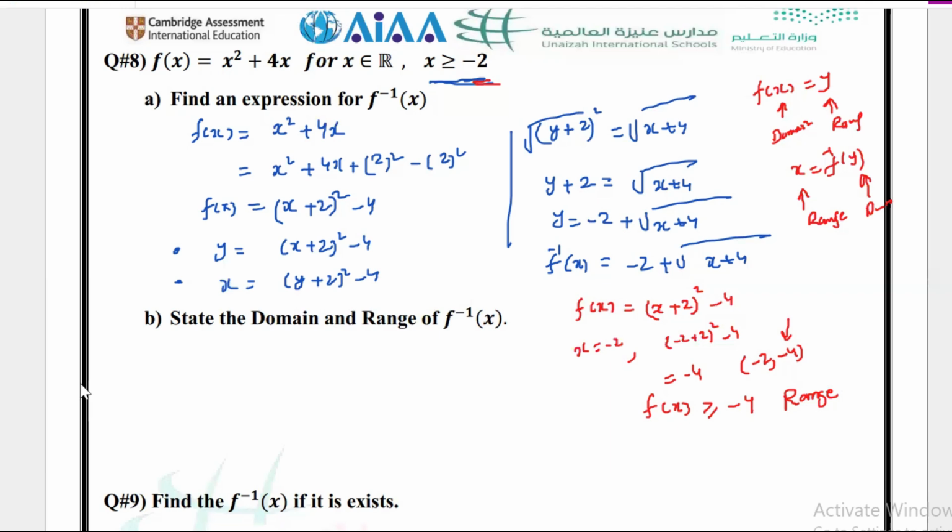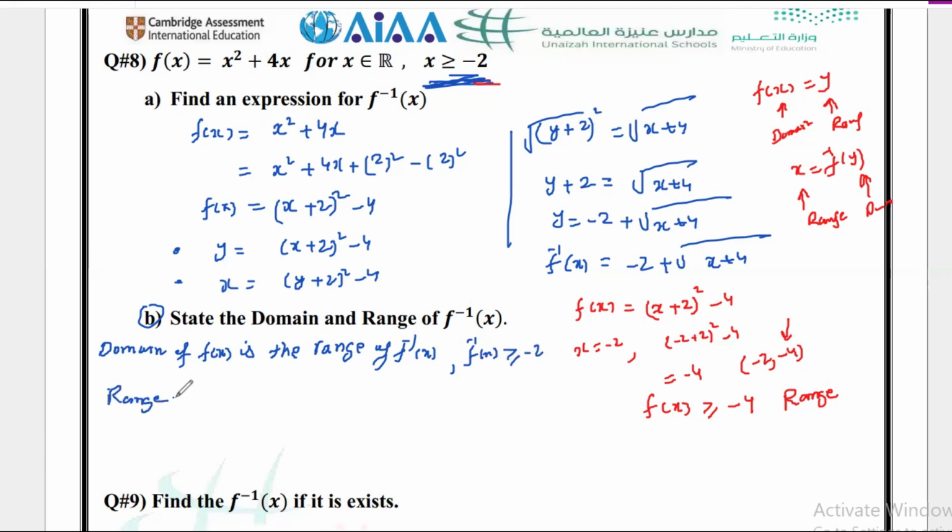Now, how to state the answer of this B part? The domain, which is given here at the start, the domain of f(x) is the range of f inverse(x). That means f inverse(x) ≥ -2, and the range of f(x) is the domain of f inverse(x). That means x ≥ -4.